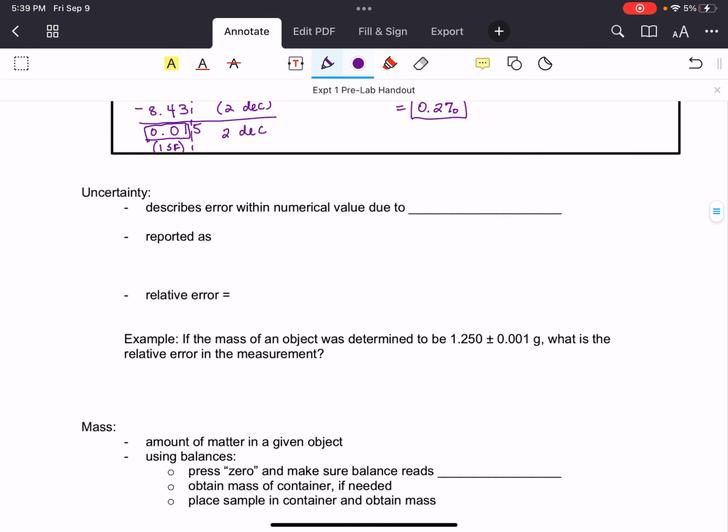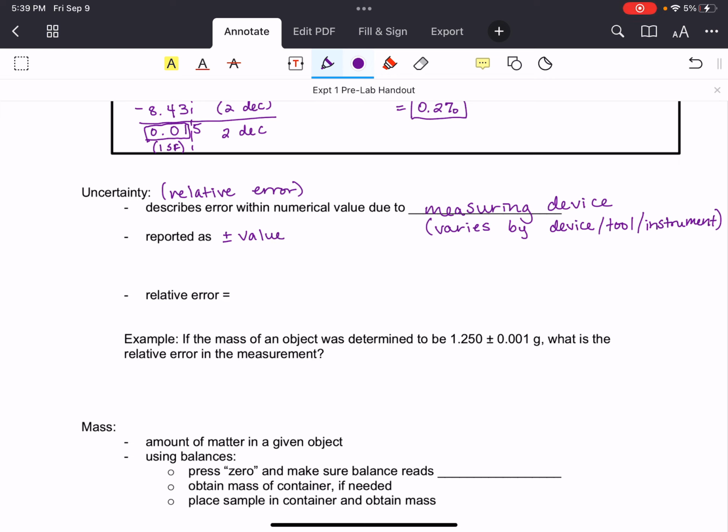Another source of error that you might have happen in your measurements is what we call relative error or uncertainty. This relates to error in a numerical value due to our measuring device. Depending on the tool that you're using, you will have different uncertainty values. This varies by device or measuring tool or whatever instrumentation you're using, so this is not a constant value. Typically, this is reported as a plus or minus value.